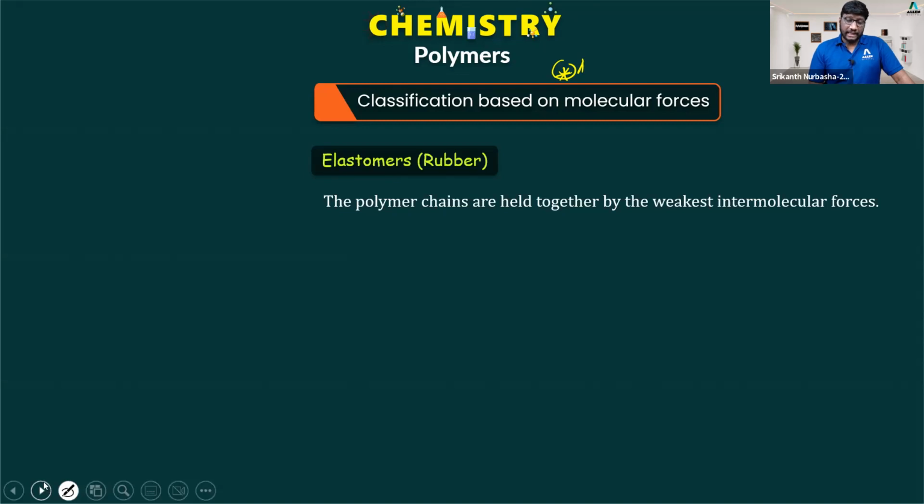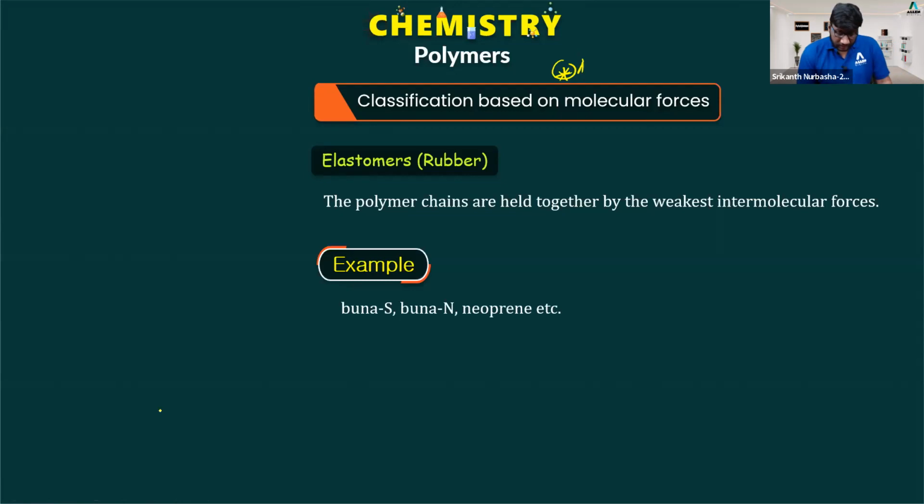If you look at elastomers, they are rubber-like polymers. The polymeric chains are held together by the weakest intermolecular forces. We have elastomers, thermoplastics, thermosetting polymers, as well as fibers. So these are the 4 different types of polymers based on the molecular forces present. The first one is elastomers, the rubber-like polymers, where the chains are held together by the weakest intermolecular forces. Examples: buna, neoprene.